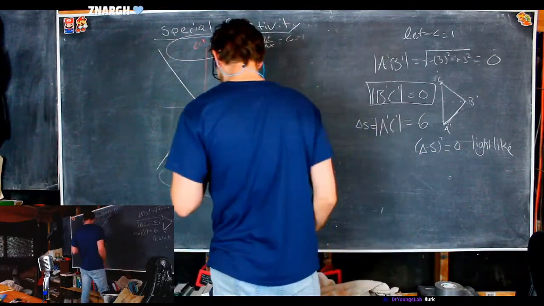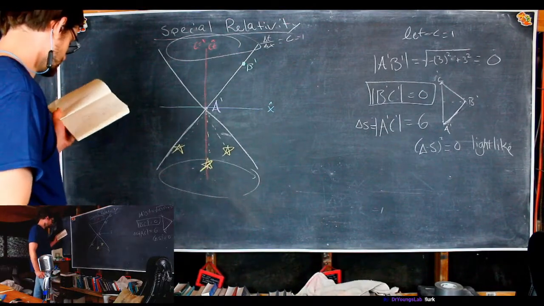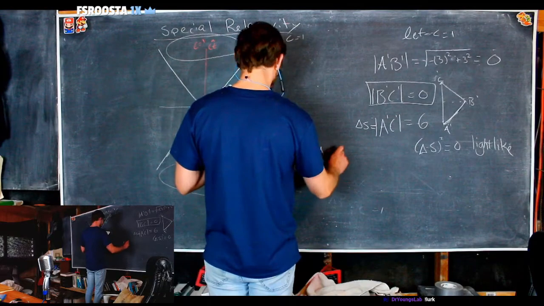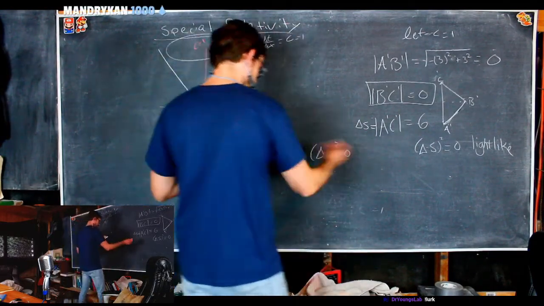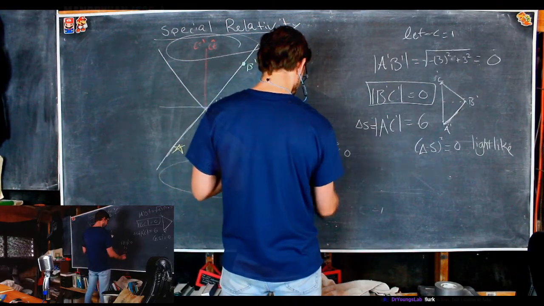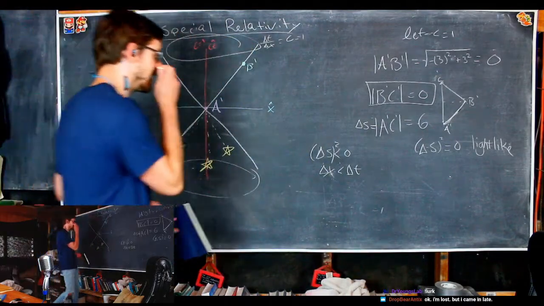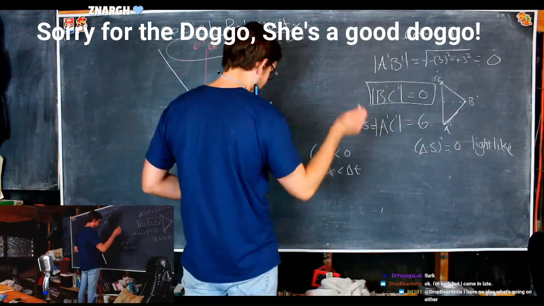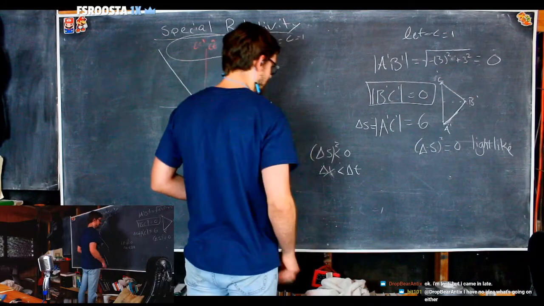Let's do, what did I do first in my notes? I think I did space-like. Let's do time-like first. What happens if delta s squared is less than 0? Well, do the same thing, and we get delta x is less than delta t. This is just following the same thing we did last time, where we set delta s squared equal to negative delta t squared plus delta x squared.